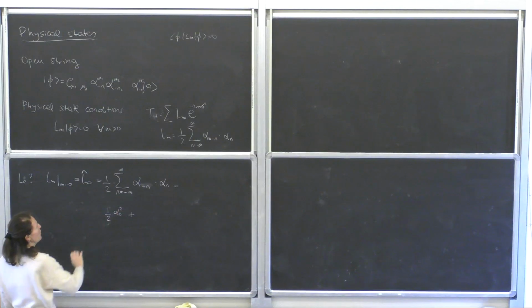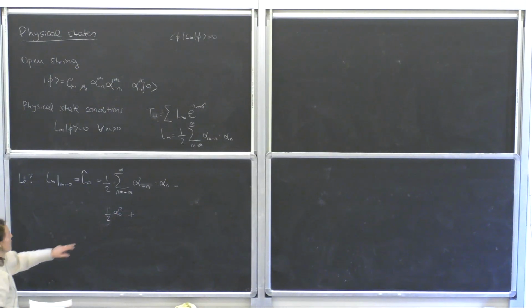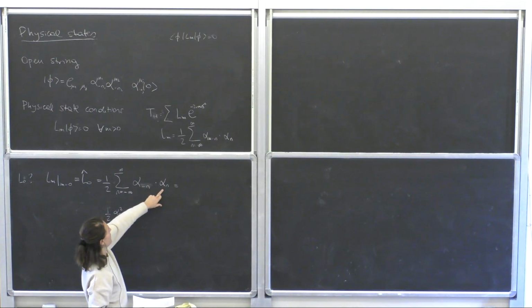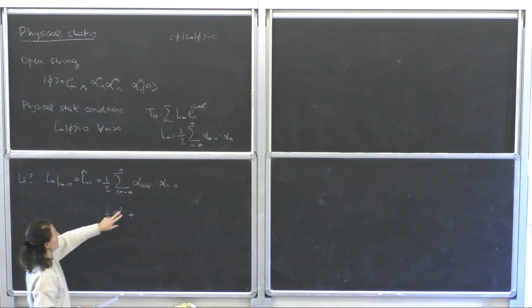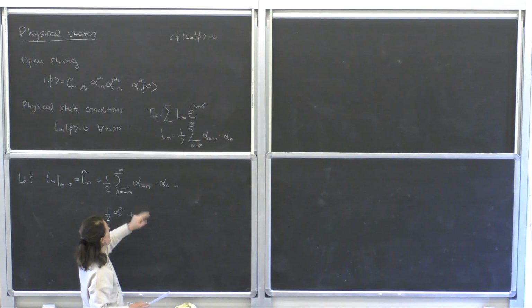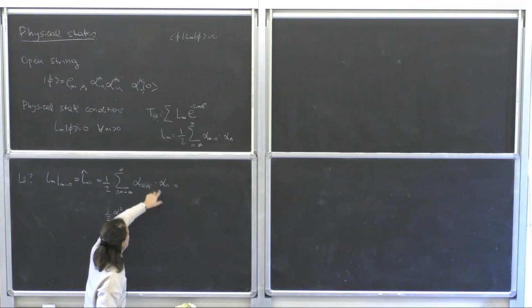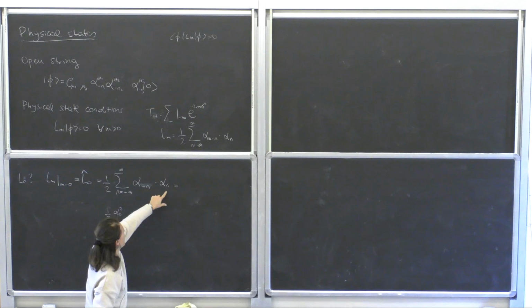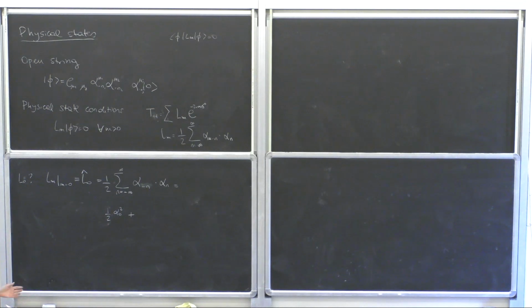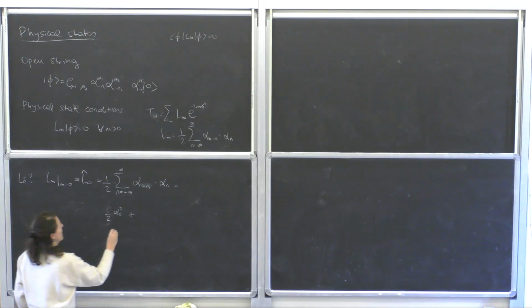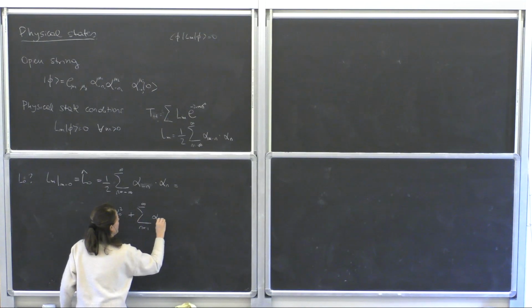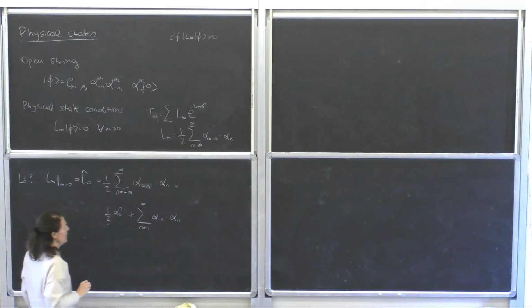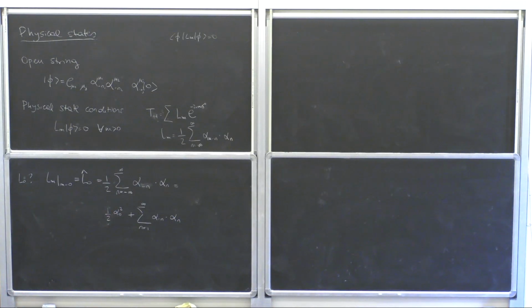And I always want to put annihilators on the right. So when n is positive, this is an annihilator, so I leave it like that. And when n is negative, I will write this as a commutator plus the alpha minus n on this side, but minus n now is positive, and that will be an annihilator. So I have two terms. So I have the sum from n equals 1 to infinity of alpha minus n, alpha n, by putting alpha n always on the right.